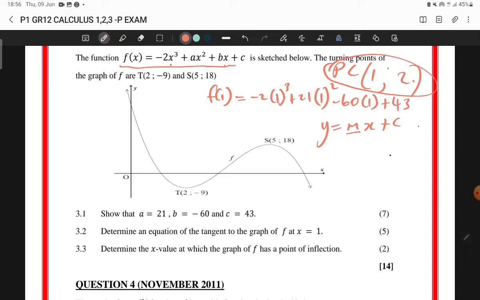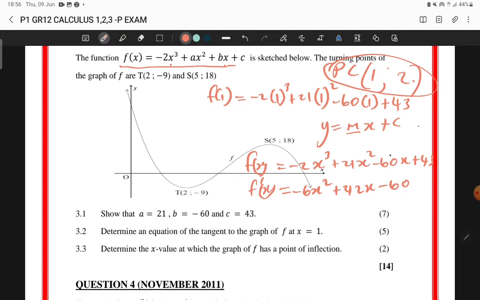Now we are going to look for the gradient of the function, and to find the gradient of the function is to derive the function, find the derivative of the function. So the derivative of f at x is equal to negative 2x cubed plus 21x squared, minus 60x plus 43. Then the derivative, which is f prime, is the same as the gradient of this function at a specific point. Then it's negative 6x squared, plus 42x, minus 60.